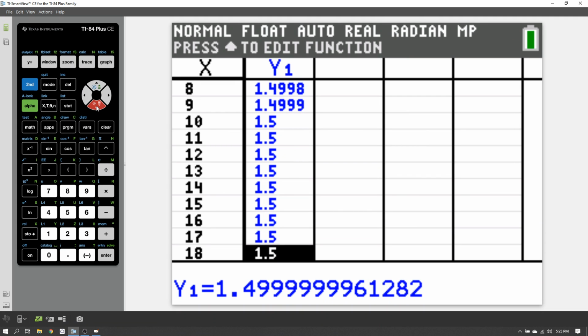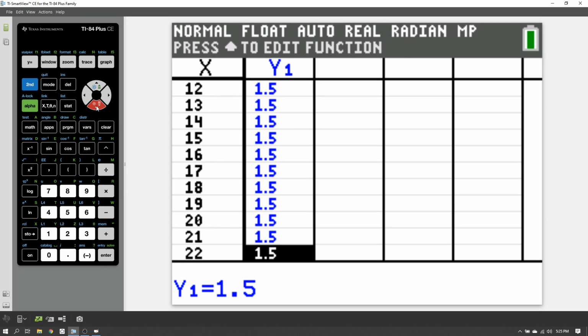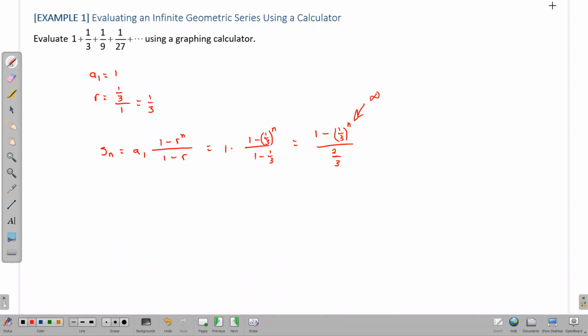And eventually, the calculator won't be able to round it anymore, and it lost track of the decimal places, so it actually just rounds it straight to 1.5. Even though it's not exactly 1.5 at the 23rd step, it's so close the calculator can't even see the difference. So this is what we would say the limit is. We would say that the infinite sum, if I added the whole thing up, 1 plus 1/3 plus 1/9 plus 1 over 27 plus on and on and on to infinity, comes out to 1.5, or in other words, 3/2.